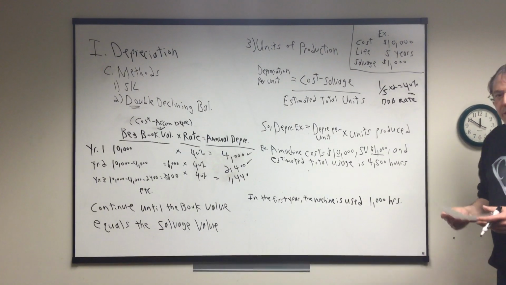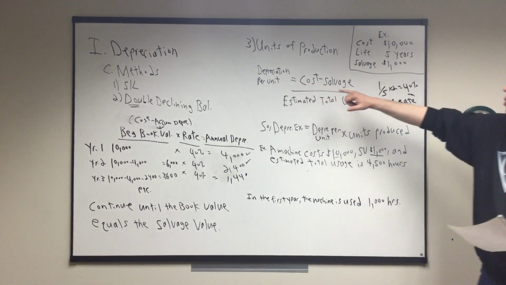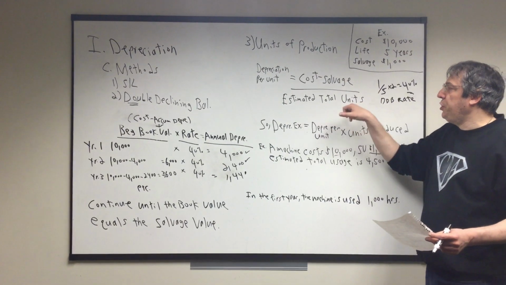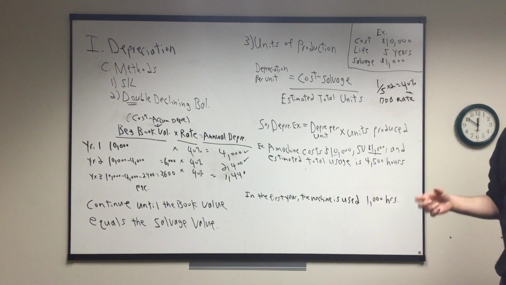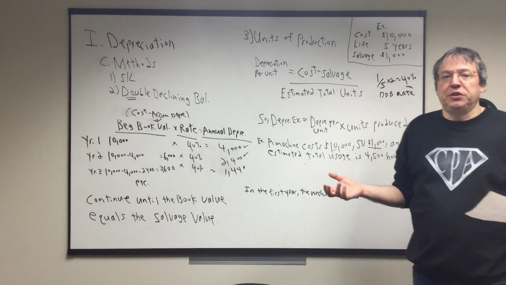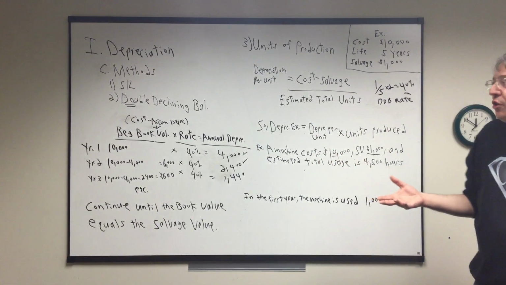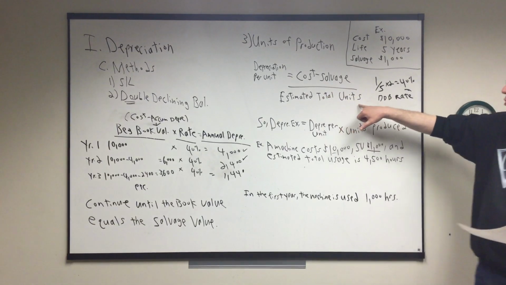And we have another formula we need to know, which is depreciation per unit. And that's going to equal the cost minus the salvage value divided by the estimated total units. Now these units could be physical units, or they could be units of activity like machine hours. So an example that we're going to do in a minute is actually going to be machine hours. That's what we prefer to do. All right, so we have depreciation per unit, cost minus salvage value over estimated total units.